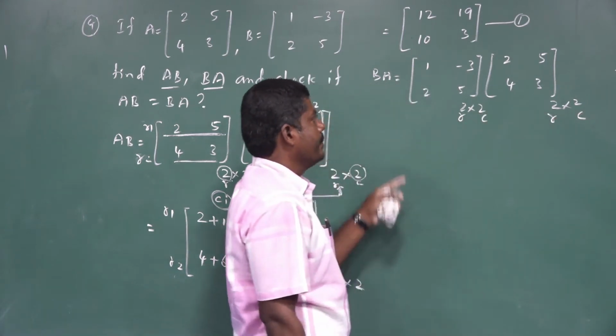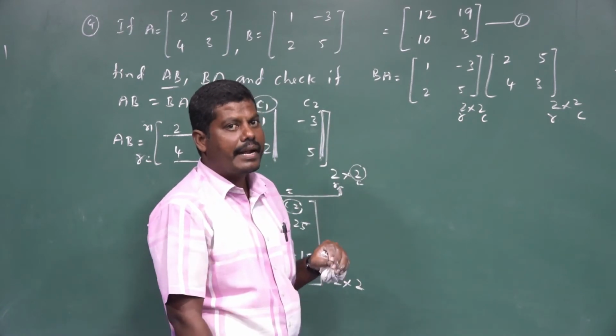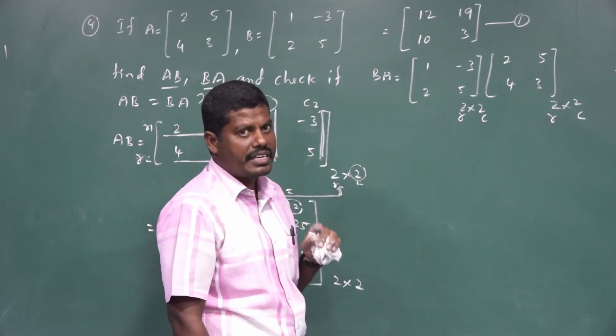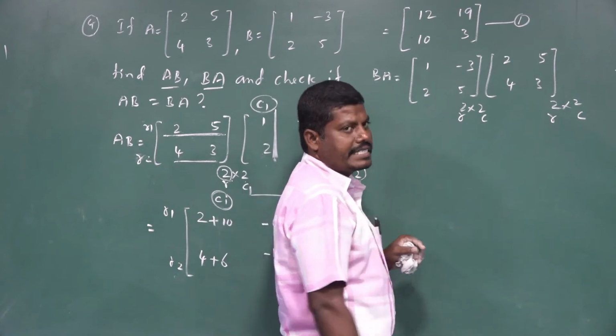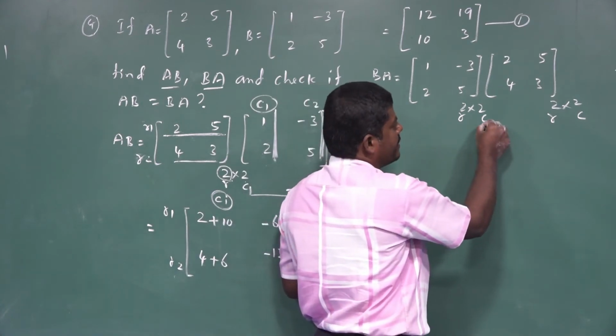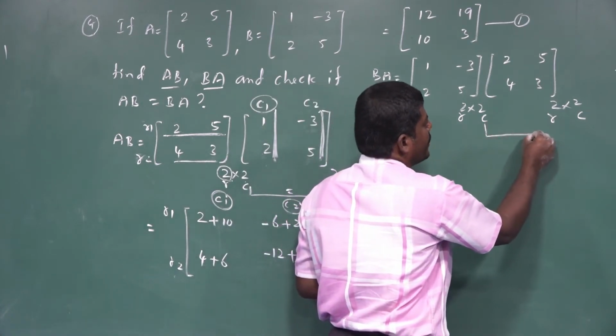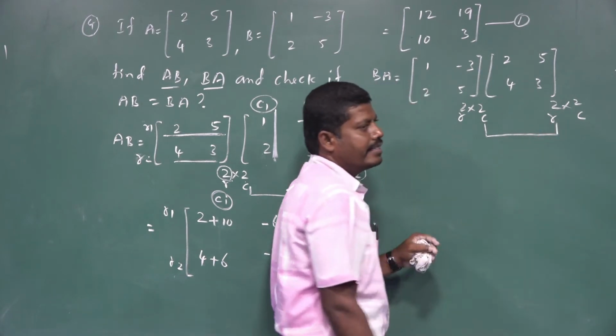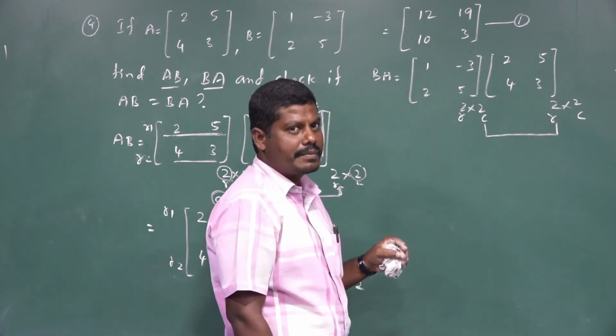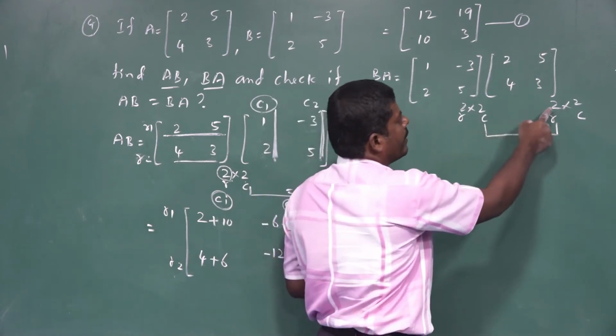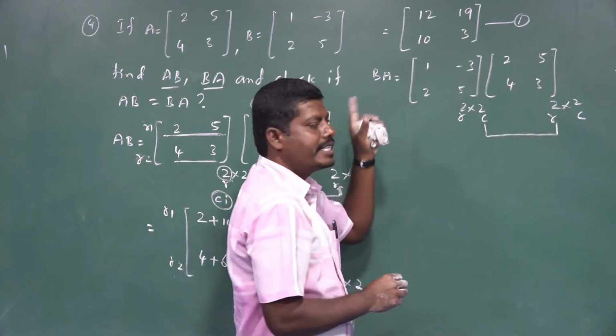Understand? This is row, this is column, this is row, this is column. So first you check whether BA is possible or not. What is the condition? The number of columns in the first matrix is equal to the number of rows in the second matrix. Then only matrix multiplication is possible. Here, 2 equals 2. So the product of BA is possible.